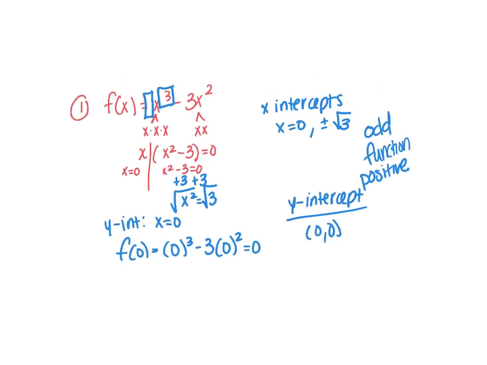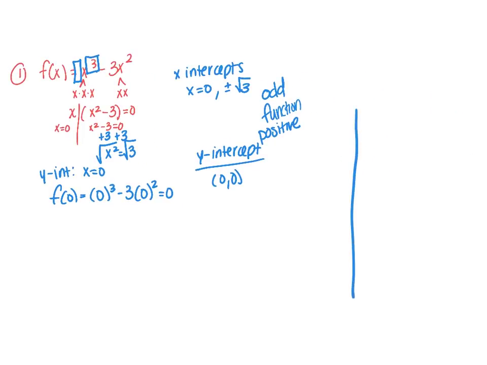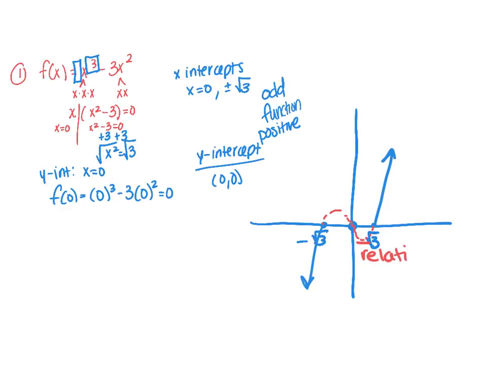And now we're going to graph them. Using our x-intercepts, you're going to draw a coordinate plane. And then we know that my y-intercept is 0, 0, and my x-intercepts are plus or minus square root of 3. Now we know it is an odd function, so the ends are going to be facing different directions. And we know it's positive, so I'm just going to go just like this. Right here would be my relative minimum, and right here would be my relative maximum. And this is what you're going to do for each of the problems.